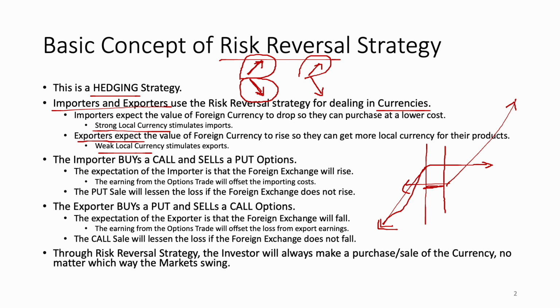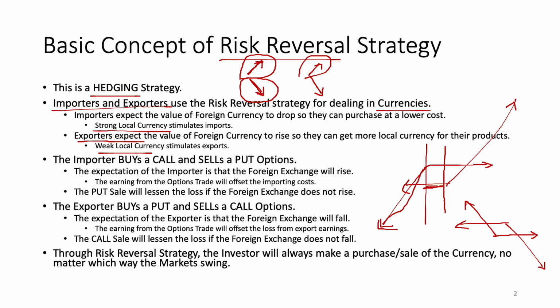Similarly, let's take the exporter's position. The exporter will buy a put. So in a put option, when he buys, his position will be like this, where he will have unlimited profit from the put option, but he will have limited loss. Also, what he will do is that he will sell a call option. So the call option will give him a limited amount of profit, but it will give him an unlimited amount of loss.